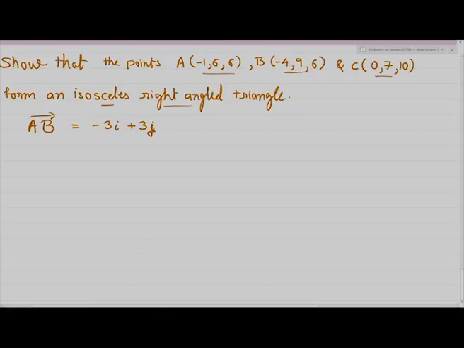You can just verify: -4 minus 1, which is -3 for i, then 9 minus 6, which is 3j, and 6 minus 6, which is 0. Then I will have AC bar, which is equal to i plus j plus 4k. Okay. This is AC bar. Then the last is BC bar, which is equal to 4i minus 2j plus 4k. You can do it quickly in your mind and verify my results are correct.